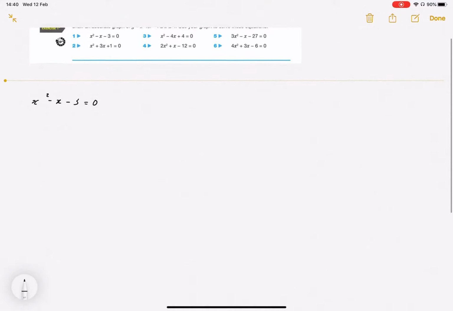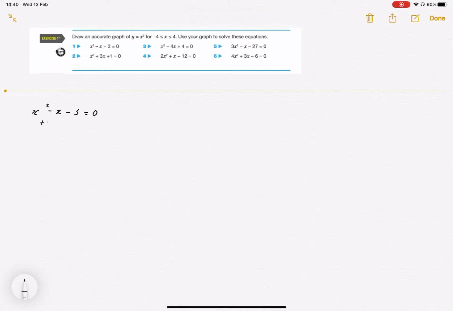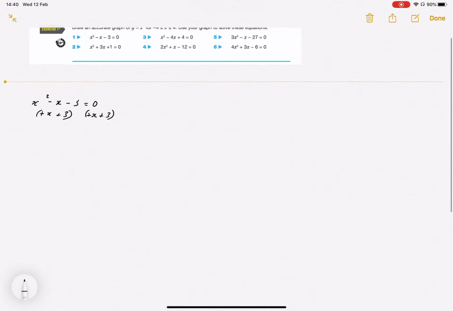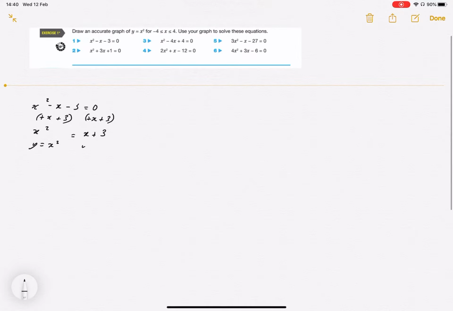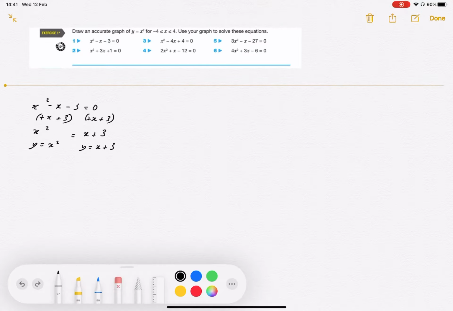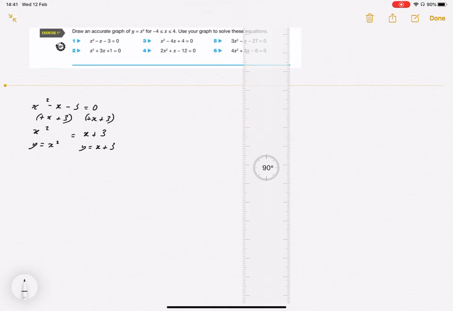I'm just going to rearrange this slightly to x squared equals x plus 3, because we're using the original graph of x squared in order to solve it. So this is why it asks you to draw the graph of y equals x squared, and on here we're going to draw y equals x plus 3. Now I can't really do this accurately on here, or actually I can use a ruler for that.